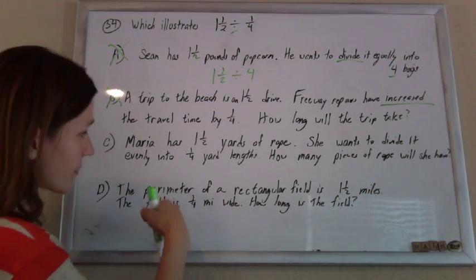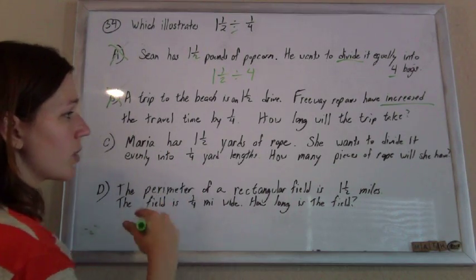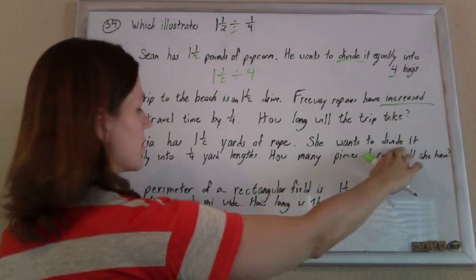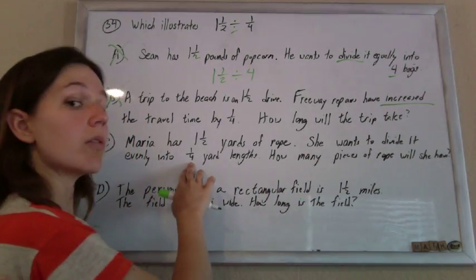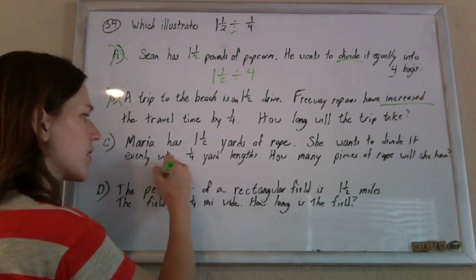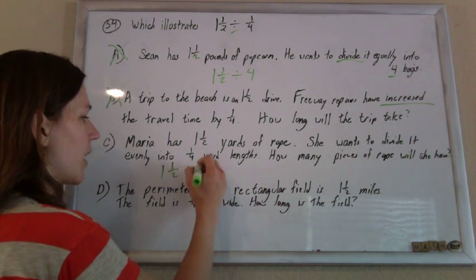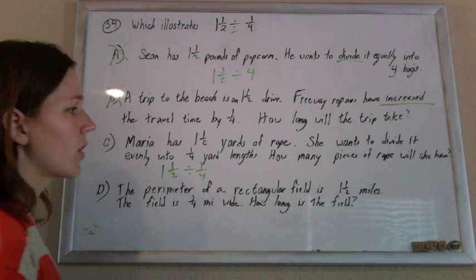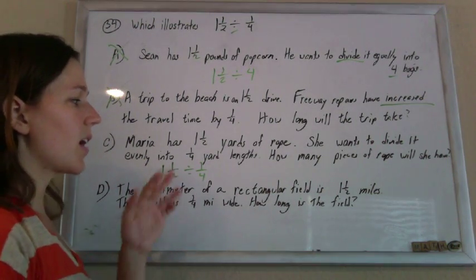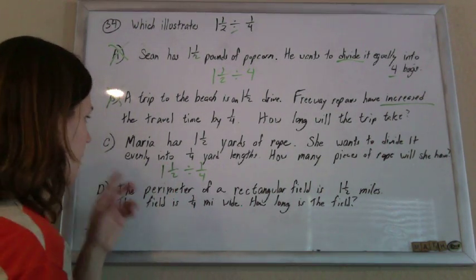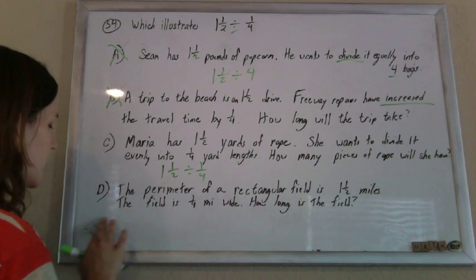Let's move on. Maria has 1.5 yards of rope. She wants to divide it evenly into 1/4 yard lengths. This guy's looking good, right? 1 1/2 divided into 1/4 yard lengths. How many pieces will she have? I'm kind of liking this one. Let's move on though to see what D is.